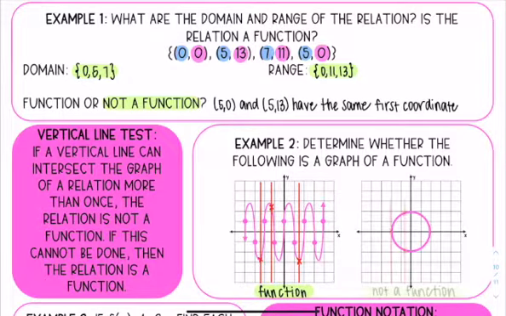What about the second one? So if I just do the leftmost side first, I only am hitting 1 point, but if I draw a vertical line somewhere else, I end up hitting 2 points. And so it only needs to happen once for it to fail. So this is not a function.